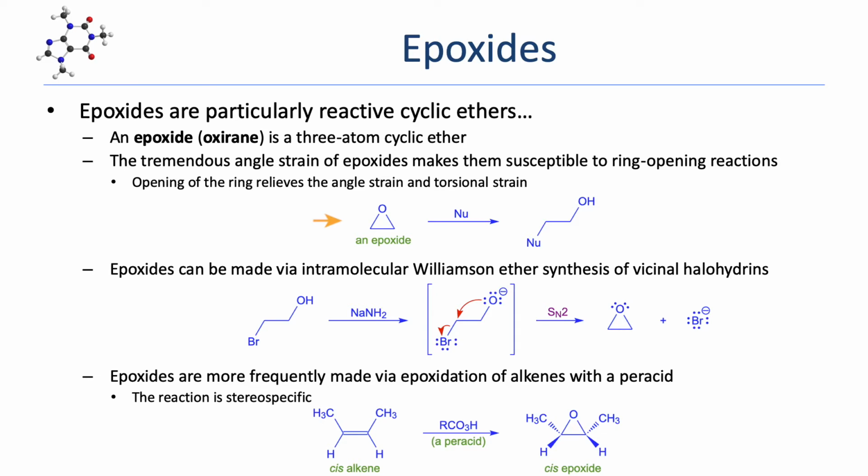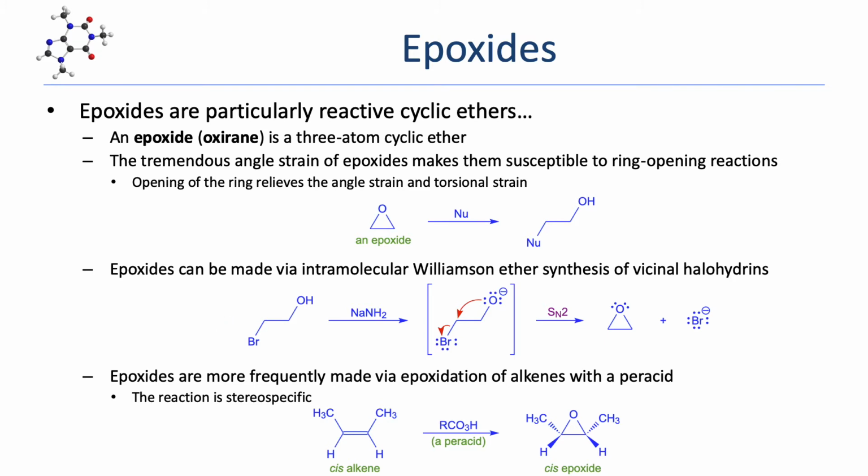Cleaving either of the carbon-oxygen bonds will break open the ring, relieving the angle strain and the torsional strain associated with a three-membered ring. There are several ways epoxides can be prepared. One way is via the intramolecular Williamson ether synthesis of a vicinal halohydrin. As you can see in this example, the alcohol is first deprotonated with a strong base such as sodium amide. The resulting alkoxide then serves as a nucleophile, attacking the adjacent carbon and displacing the halogen as a leaving group.